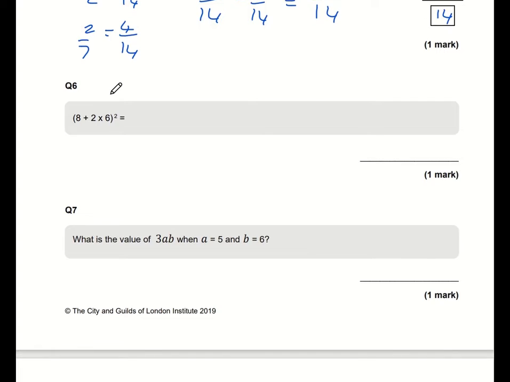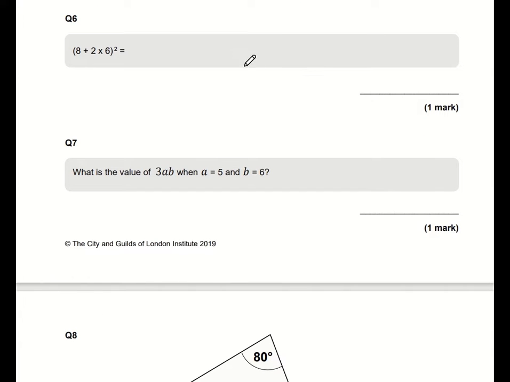Question number 6 is all about BIDMAS, the order of operations. Now I have brackets, so I need to sort out the brackets first. But inside the brackets I have multiplication and adding. I need to do the multiplying first. So 2 times 6 is 12. So the question is now 8 plus 12, squared. Again we do the brackets before anything else. 8 plus 12 is 20, so the question is now 20 squared.